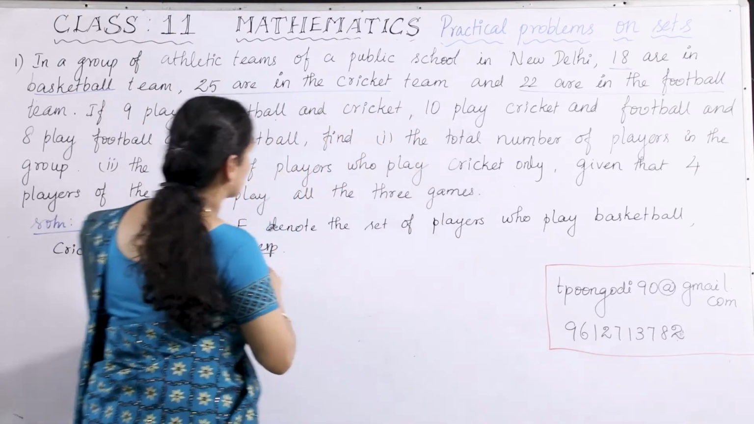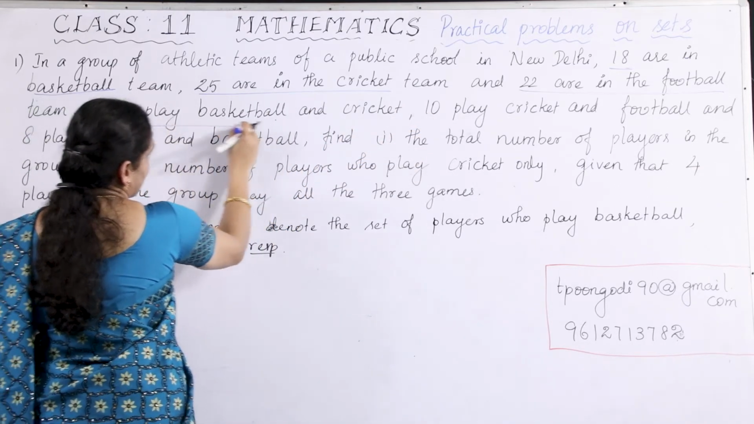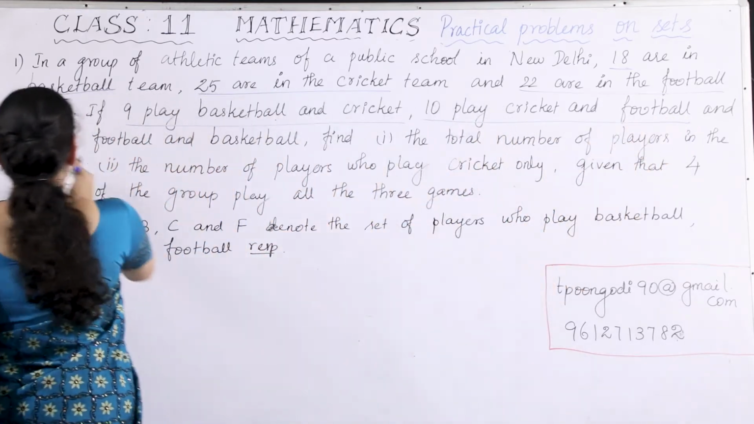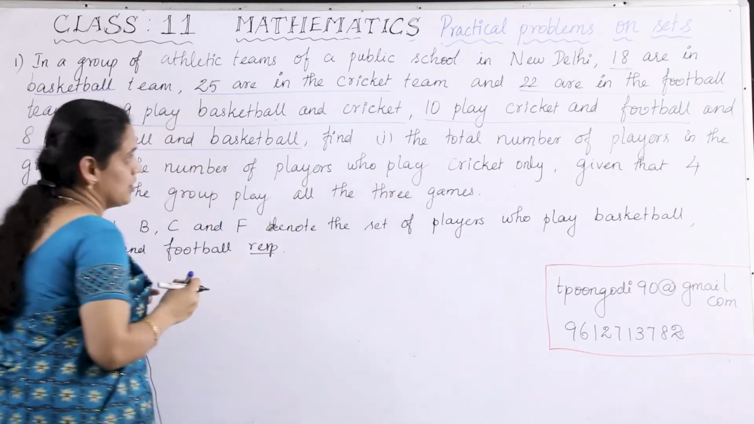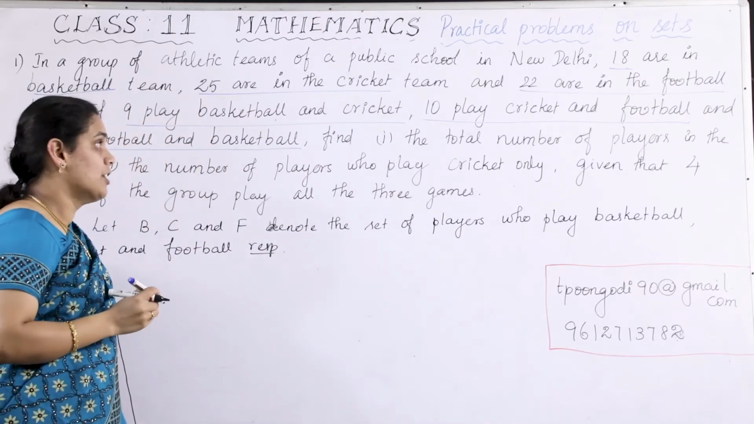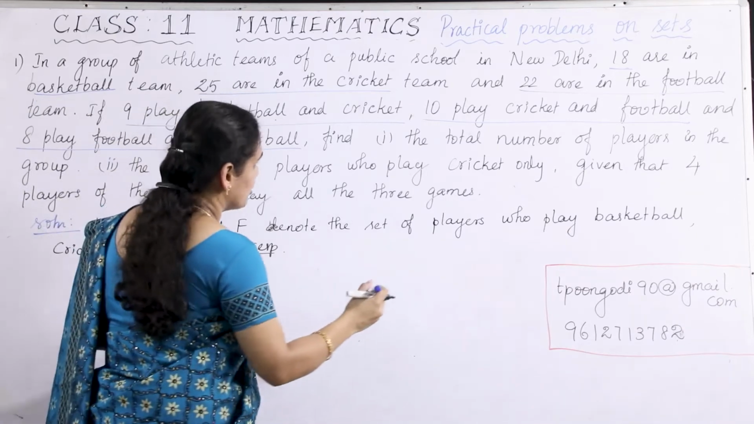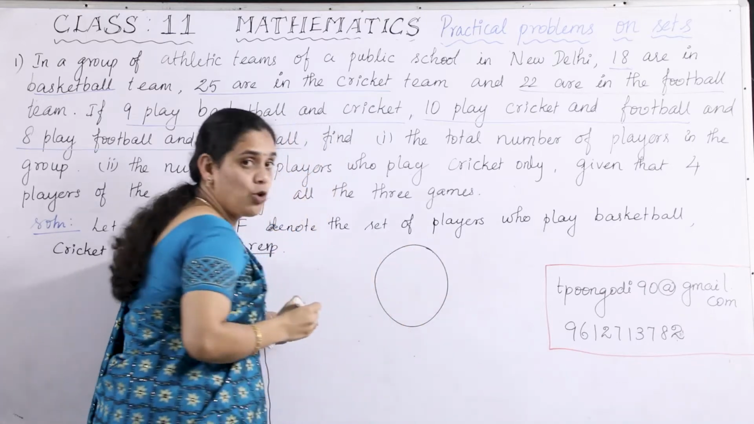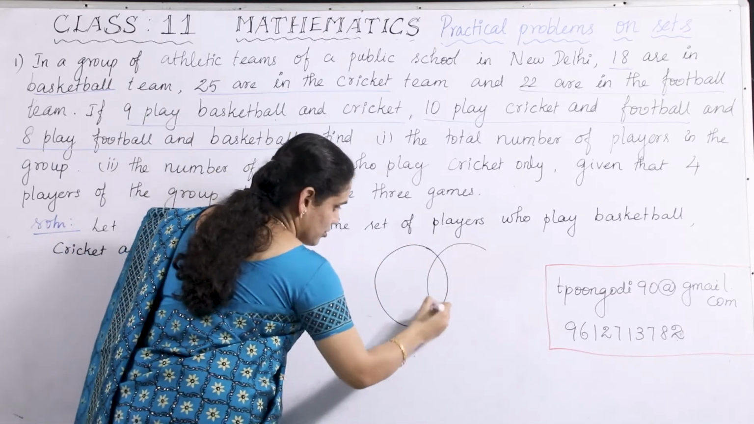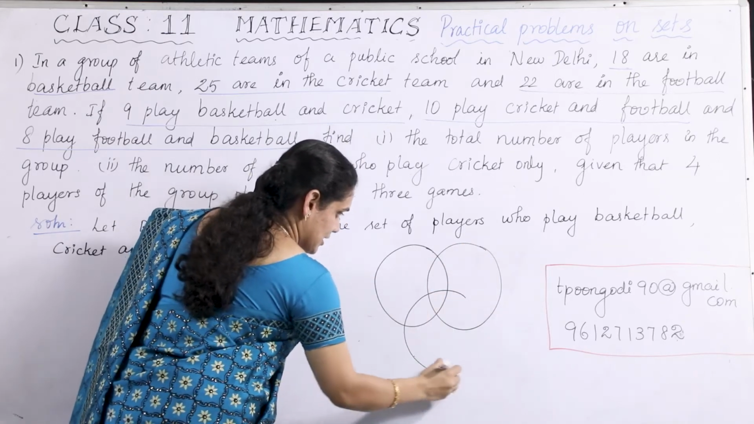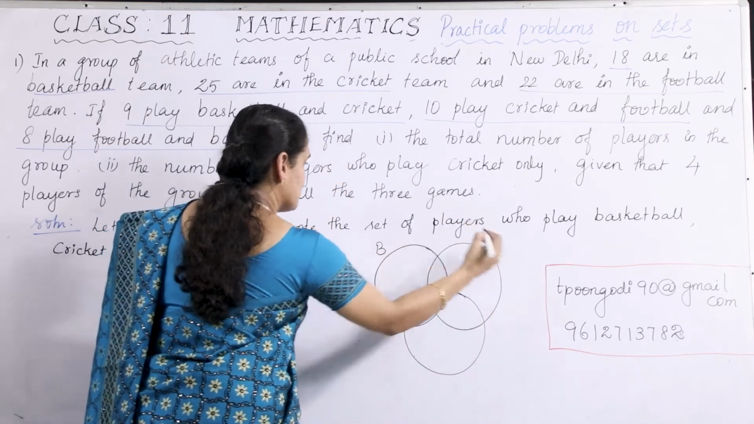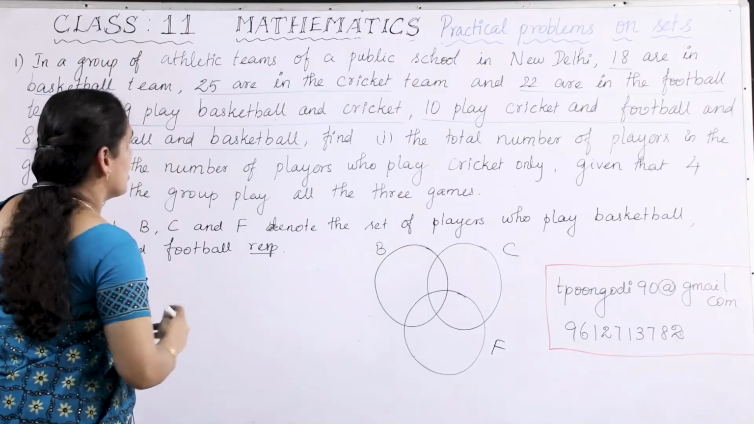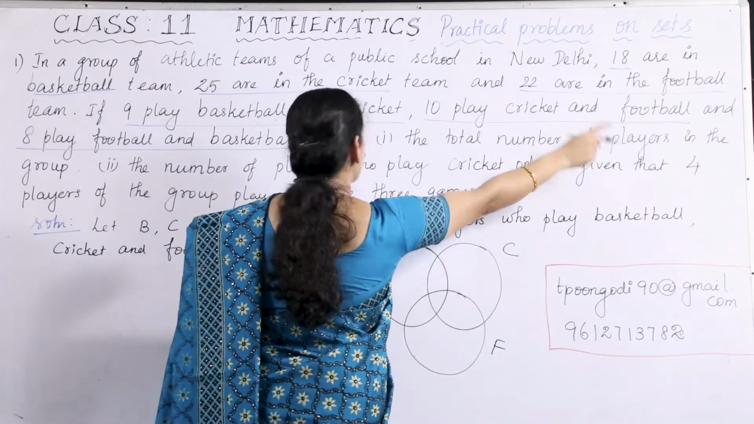And 10 of them play cricket and football, and 8 play football and basketball. Right? There are some common players, isn't it? So if you draw the Venn diagram, you will have intersecting circles because there are some common players. So we draw these 3 circles intersecting. So this is the basketball team, this is the cricket team, and this is the football team. All right?